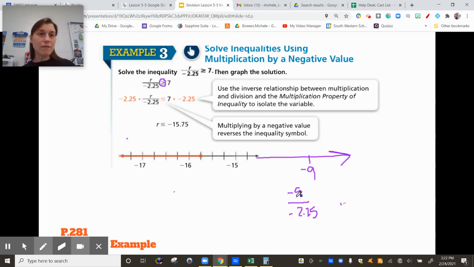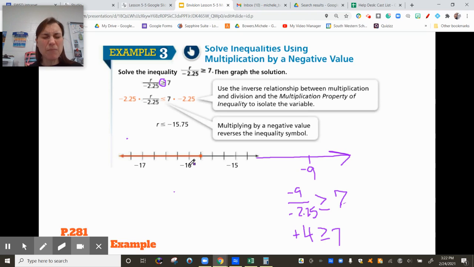Well, it's going to equal positive 4, so a negative divided by a negative is positive. So this would be positive 4. Is positive 4 greater than or equal to 7? No. So if I left the symbol the same as it was before I multiplied by a negative number, then I would have thought the solution was greater than. But it turns out, because we multiply by a negative number, it actually flips.